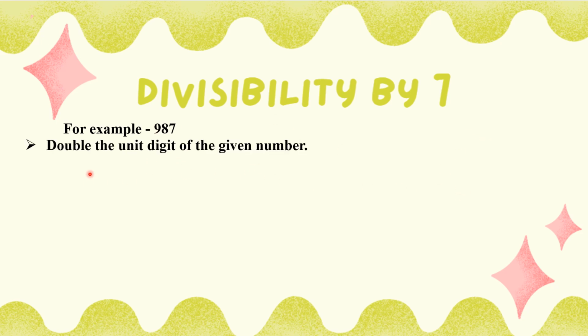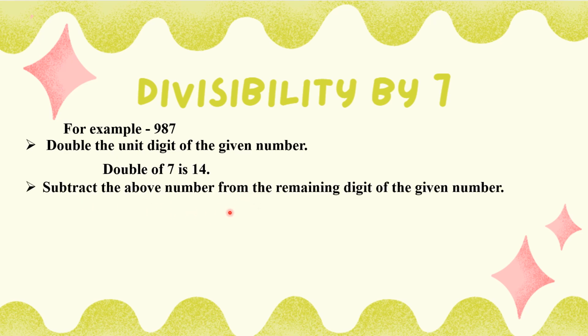The first rule says that you have to double the unit digit of the given number. My given number is 987, and you see the unit digit is 7. So double of 7 is 14. The second rule is to subtract that number from the remaining digits of the given number. It means the number which I got after doubling the unit digit, I have to subtract from the remaining digits. Remaining digits means except the unit digit, because the unit digit I have doubled. So except the unit digit you will have 98, and now you have to subtract 14 from 98. So 98 minus 14 is 84, isn't it?